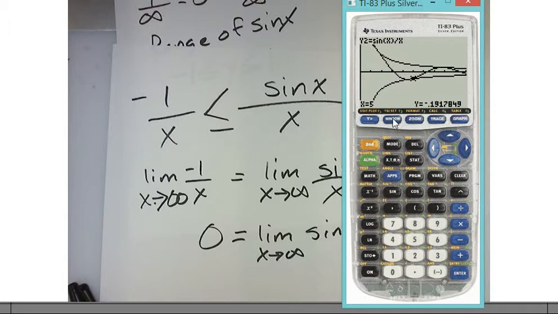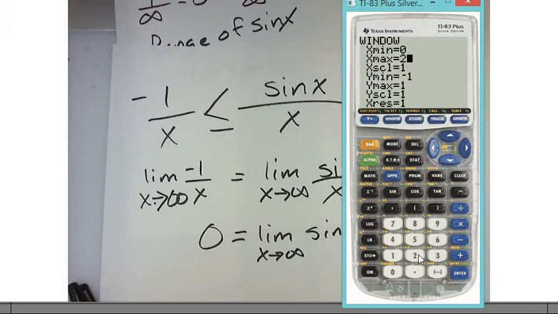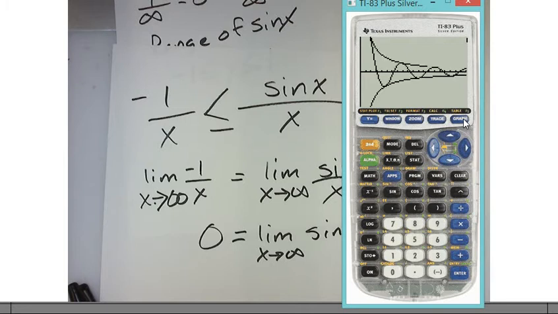So let's zoom out just a little more, we'll go to like 20, and maybe I'll do negative 0.5 and 0.5. Where is sine of x over x always going to be trapped? In the middle. As we go further and further out toward positive infinity in the x direction, it's going to be in the middle, and it's going to get smaller and smaller and smaller.